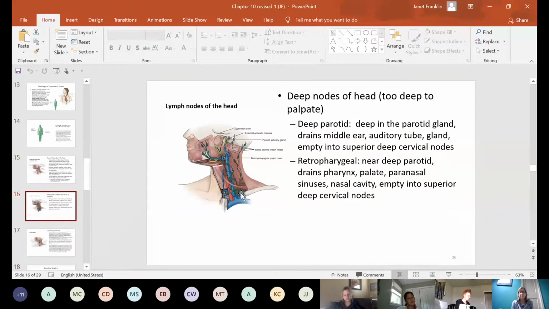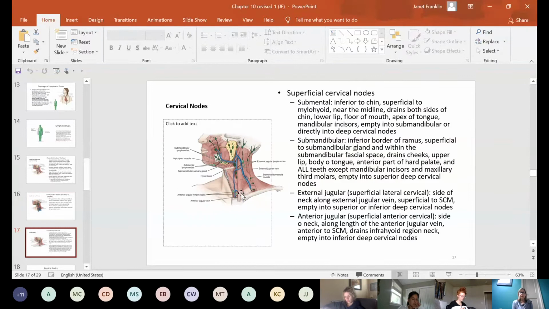The deep nodes. These are nodes that we do not palpate. They sit too far in. So you've got your deep parotid and your retropharyngeal. So think of retropharyngeal, think of your pharynx and where it's located. Retro would be behind or deep to it.